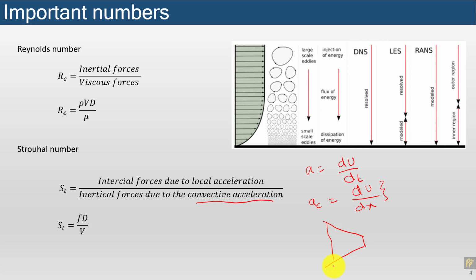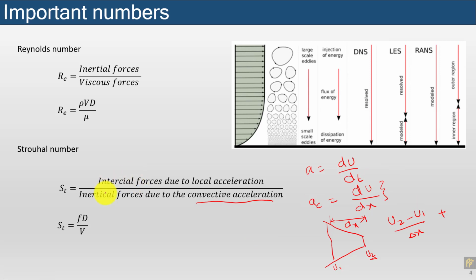Let's say this is u1, this is u2, and the distance between them is dx. Definitely we'll see the velocity is enhanced here. So in this case, u2 minus u1 divided by delta x is a positive quantity. In the case of a diffuser, you will see this quantity will be negative because the velocity is decreasing. Okay.